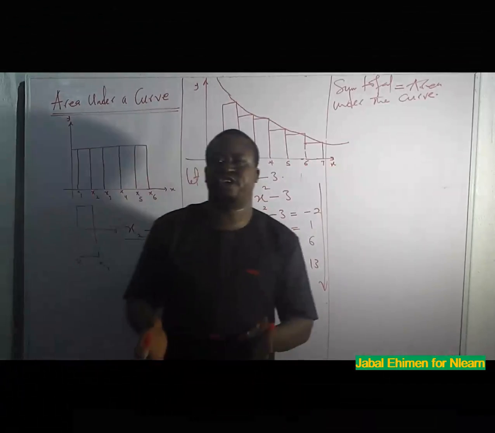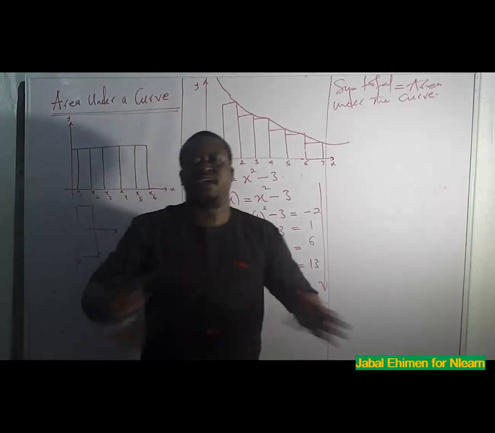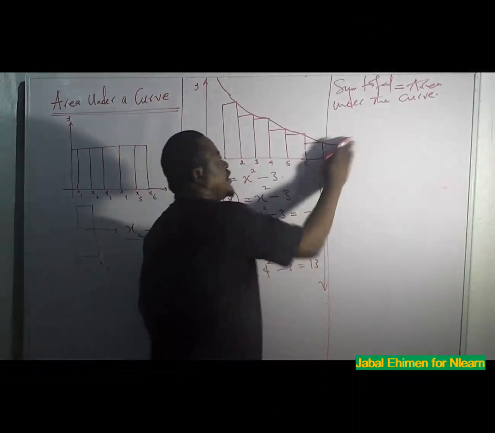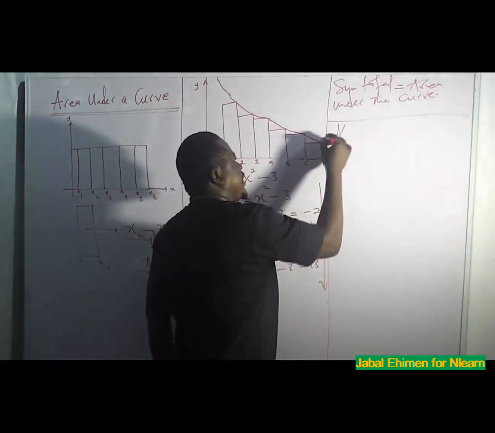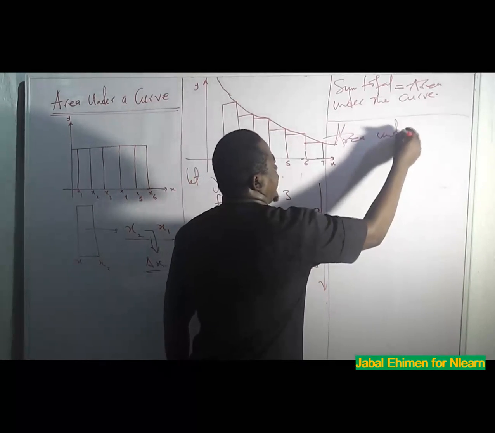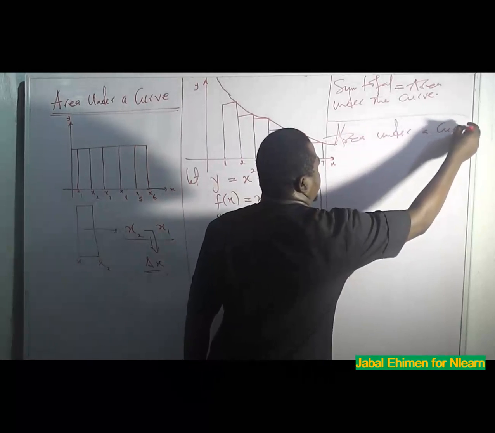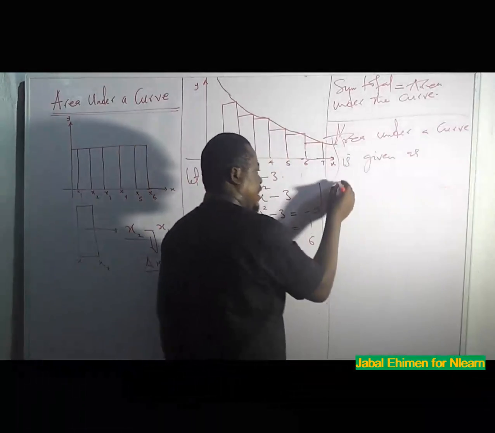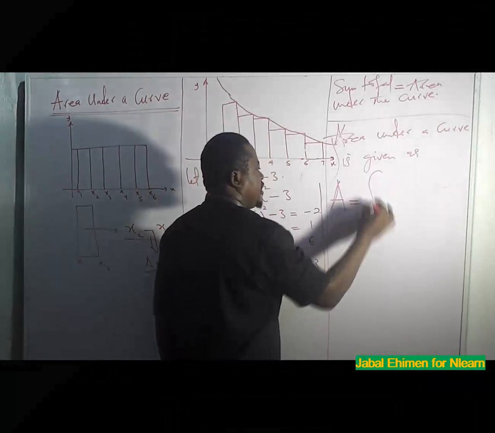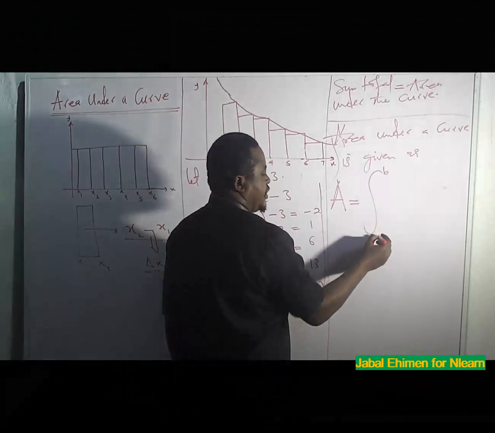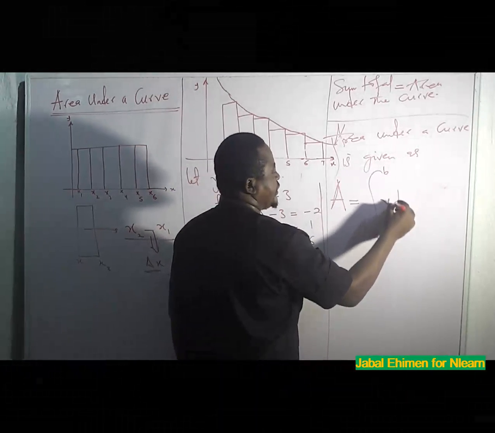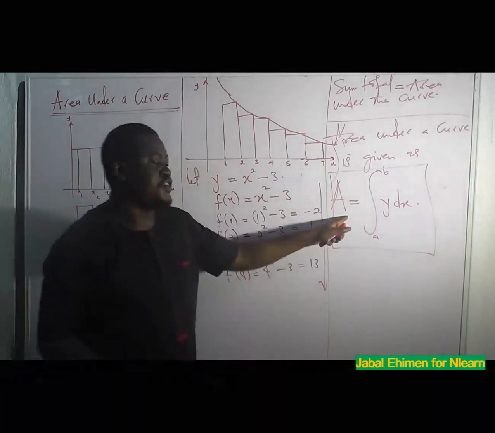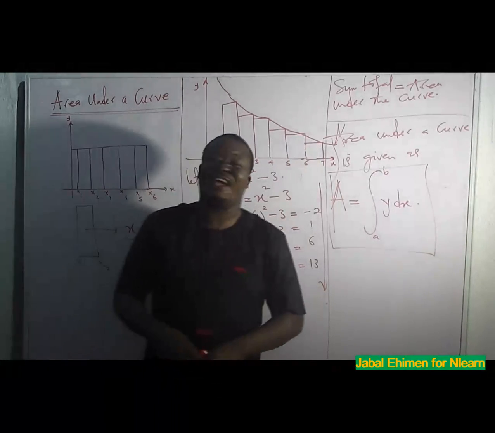But that's when you are partitioning the area under the graph. When you are not partitioning, you're going to take this from me. Area under a curve is given as A equals the integral from a to b of y dx. So please, class, you must take note of this. With this, you can calculate any area under any curve.